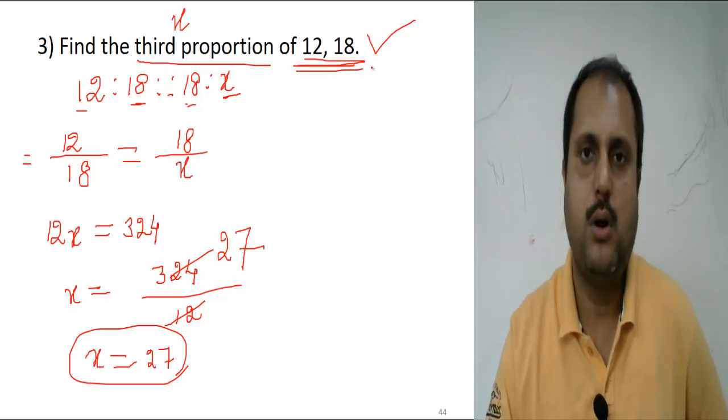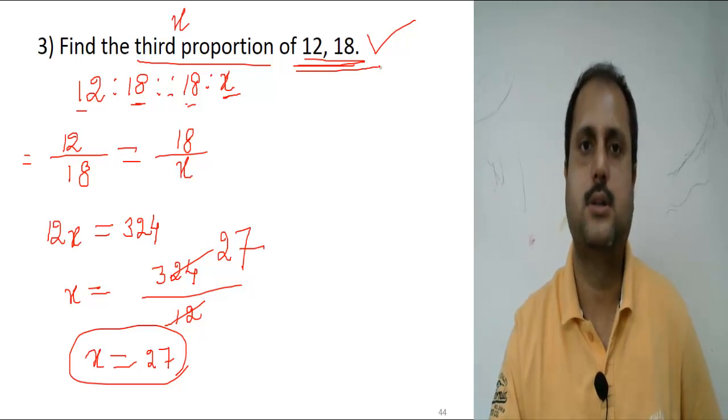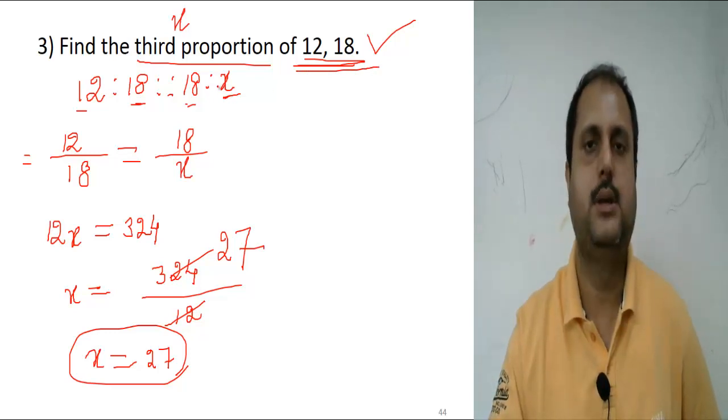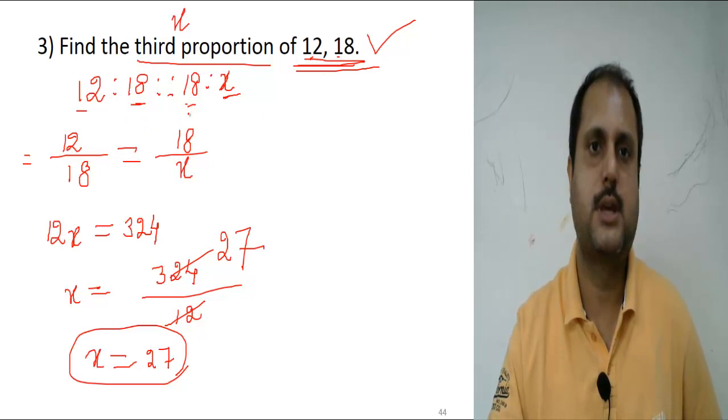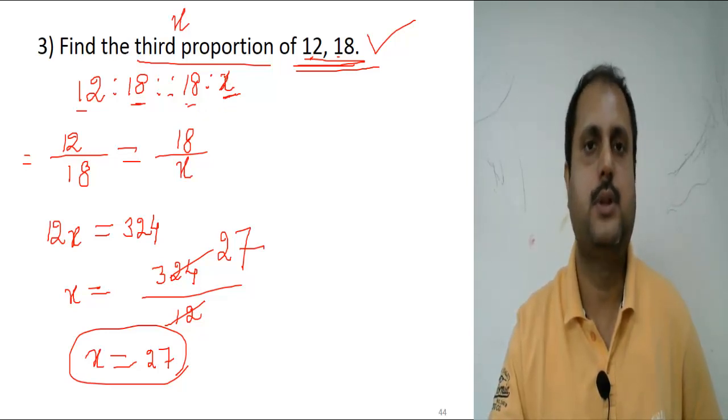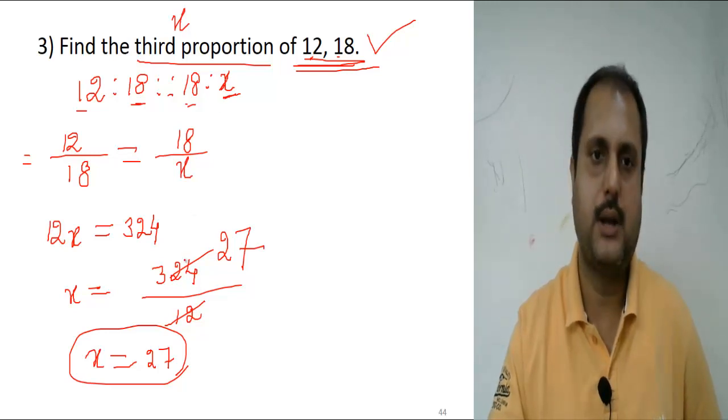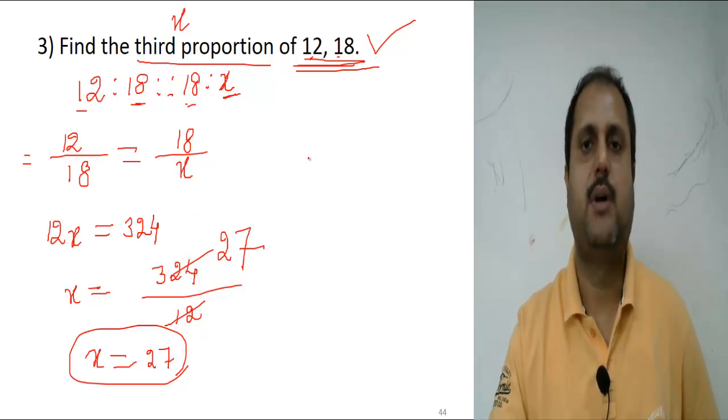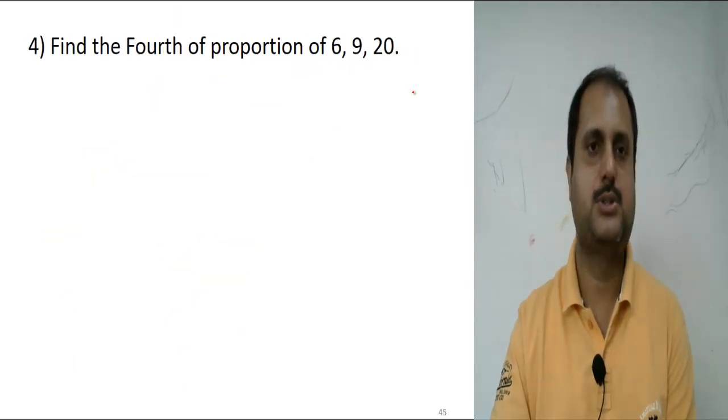So if two values are given and it is asking the third proportion, you will simply assume x as the third proportion. The first ratio would be the first proportion, the second ratio would be the mean proportion. The mean proportion should be written 2 times, and in the last term you will write x as the third proportion, and after that you will solve the question. Now I hope it is clear. So let's move to the next question.